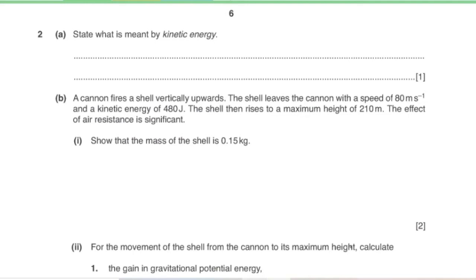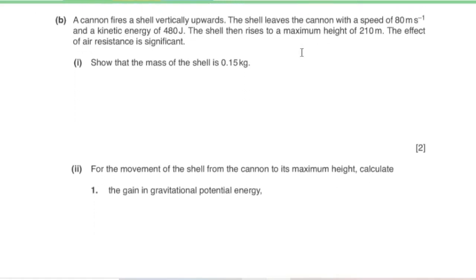Question number 2, part A, what is meant by kinetic energy? So this is the energy due to an object's motion. A moving object will always have kinetic energy. An object at rest will never have any kind of kinetic energy.